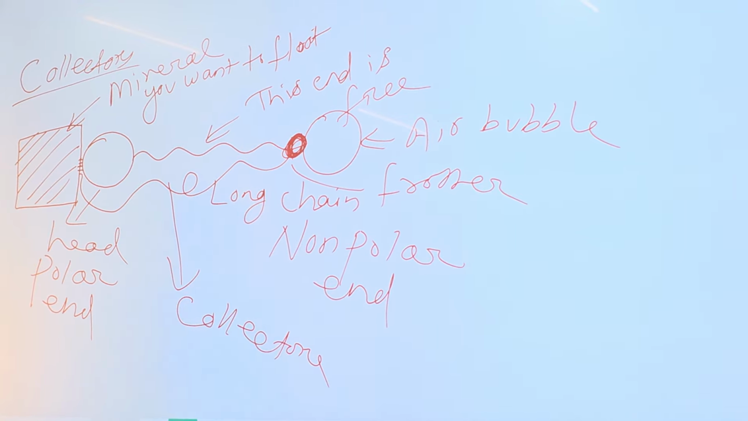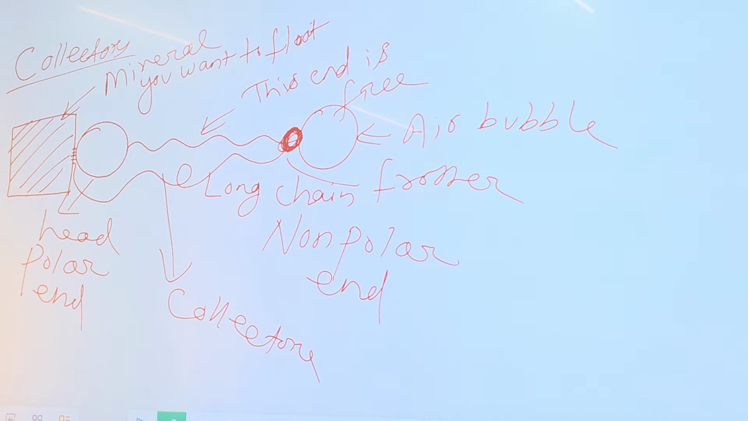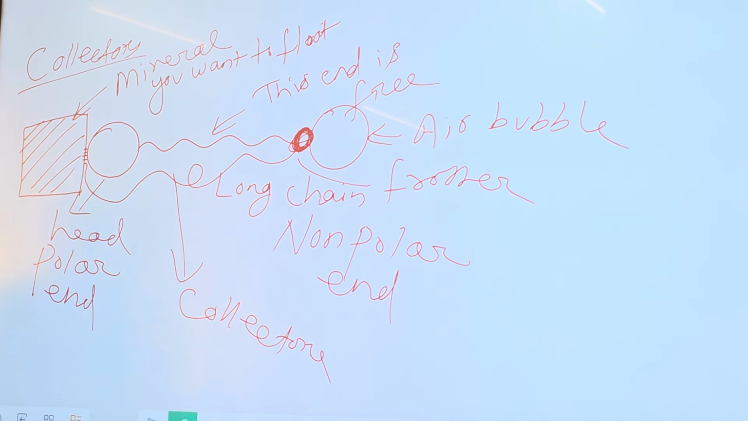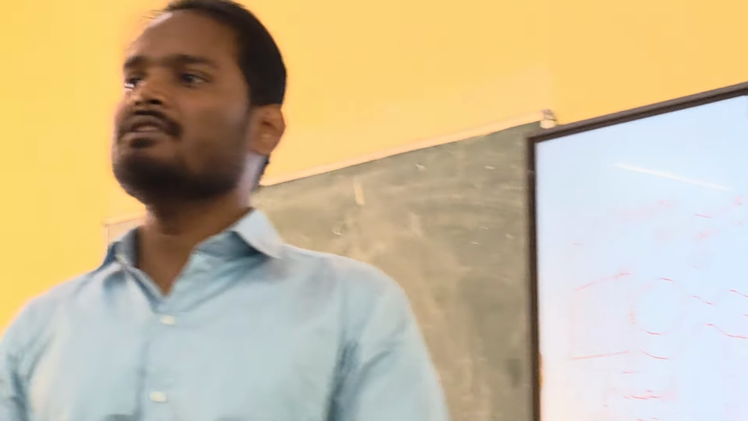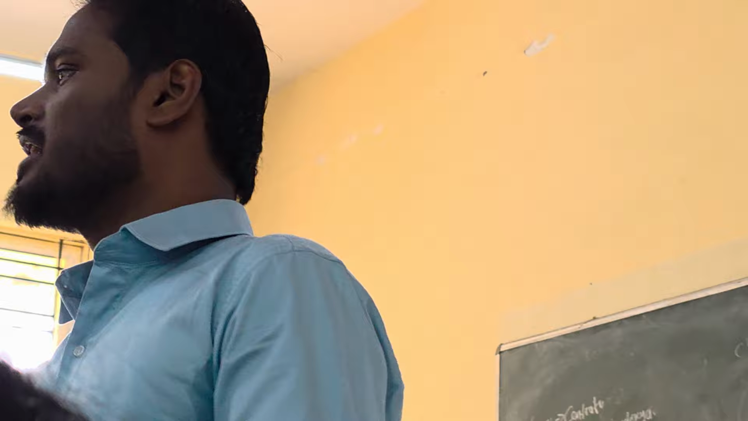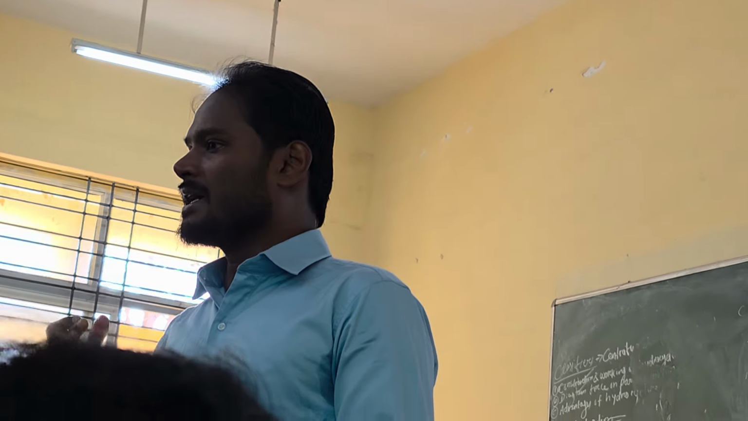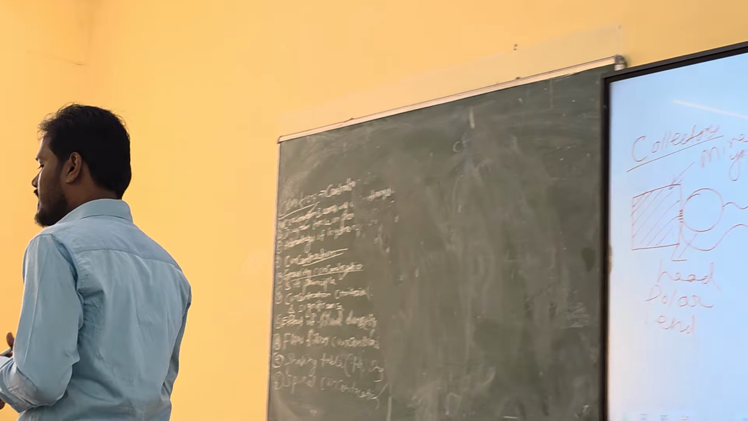So, is it fine? What the collector is, how the collector works, and the principle behind the collector's working. You can write some examples of collectors. We will discuss types of collector. There are three types: anionic collector, cationic collector, and non-ionic collector. You can write this down: non-ionic, cationic, and anionic.